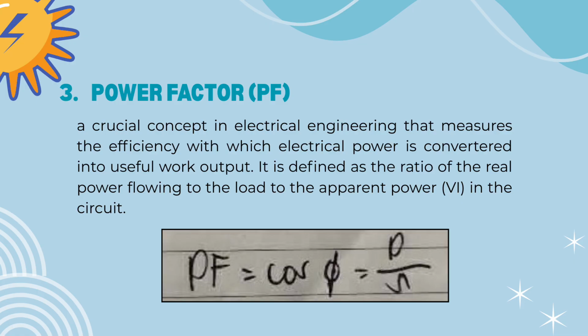So, the power factor measures how efficiently an electrical machine uses the supplied power to do useful work. It is the ratio of real power, the actual work done, to apparent power. A higher power factor means the machine uses electricity more efficiently. And now, as you can see, the formula is PF equals cosine phi equals P over S.